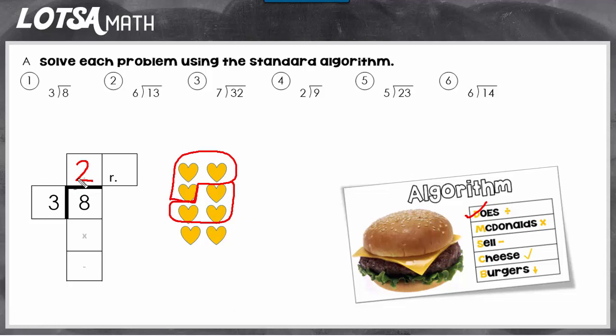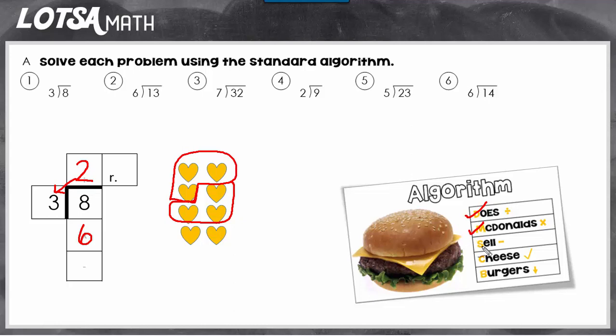So the number you just wrote becomes the number that you're going to multiply. We just wrote a 2, so I'm going to multiply it by the divisor 3. So I'm going to do 2 times 3, which equals 6. And I'm going to write my answer right here. The 6 represents the number of hearts that we were able to put in the group. So we started with 8. We used 6 of them by putting them into groups. And so we've done the divide and we've done the multiply.